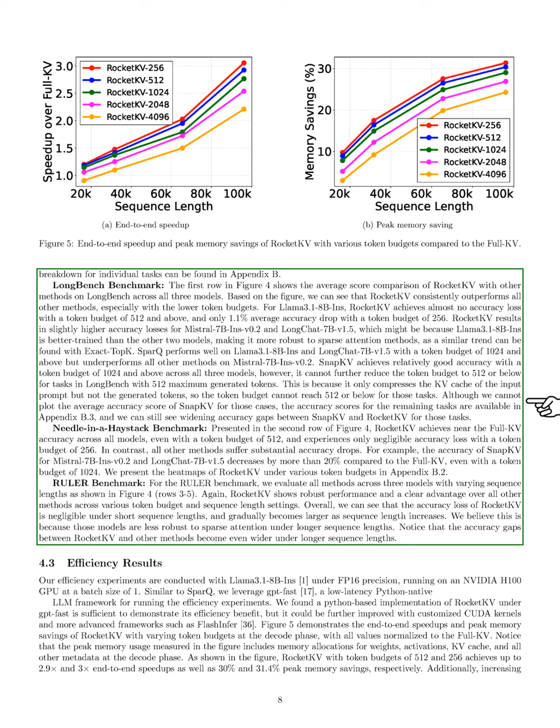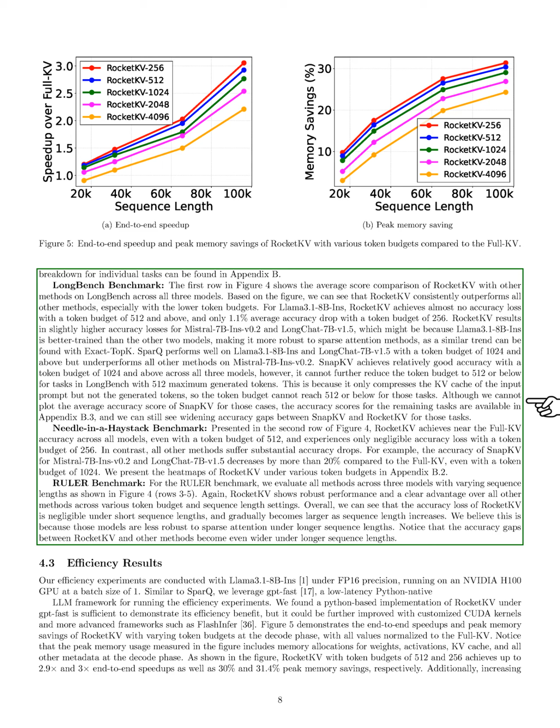Our findings, illustrated in the figure, show the speedups and peak memory savings of RocketKV with different token budgets during the decoding phase, all normalized to full KV. The peak memory usage includes allocations for weights, activations, KV cache, and other metadata. We observed that RocketKV achieves up to 2.9 times and 3 times speedups with token budgets of 512 and 256, along with peak memory savings of 30% and 31.4%, respectively. Additionally, we noted that increasing sequence lengths leads to nearly linear improvements in both speed and memory savings.